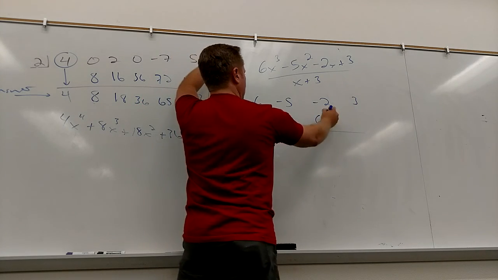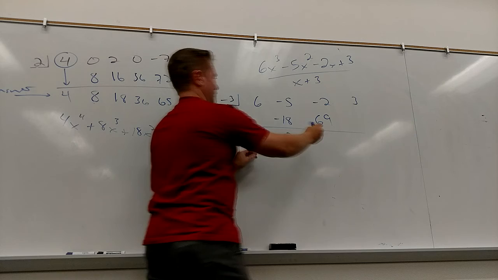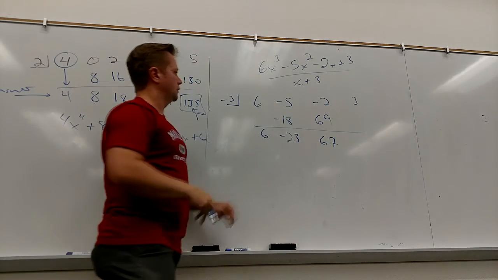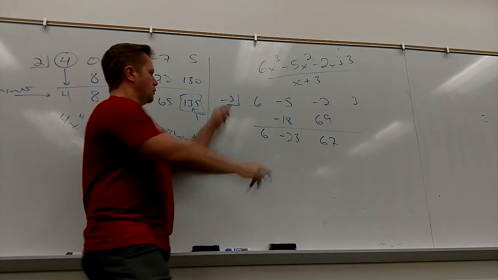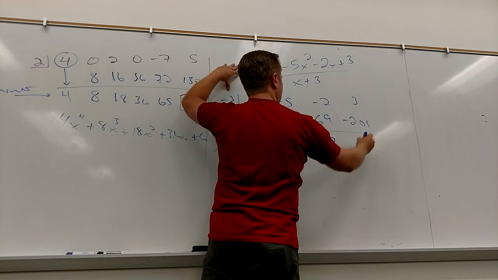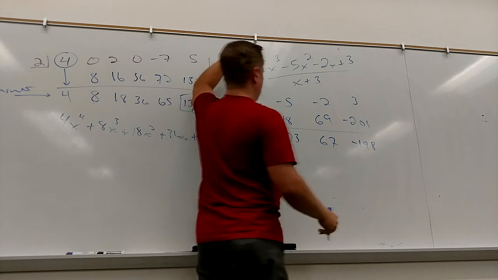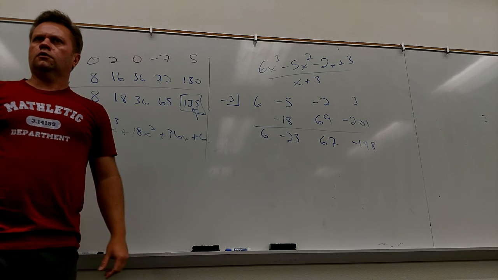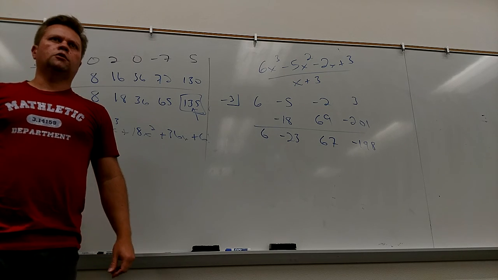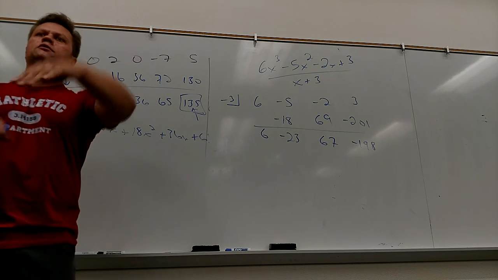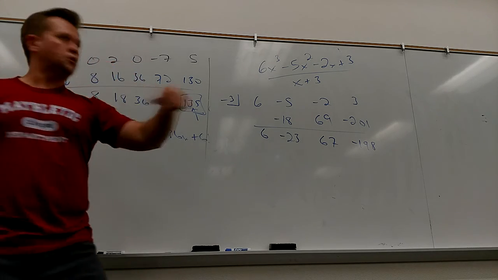Multiply, add. If you're not careful, like I wasn't careful, these can get kind of big. Multiply, what is that, -201? Add. Cool. What's the remainder? -198. Good, so that's the one you're going to have to put over what you divided by.